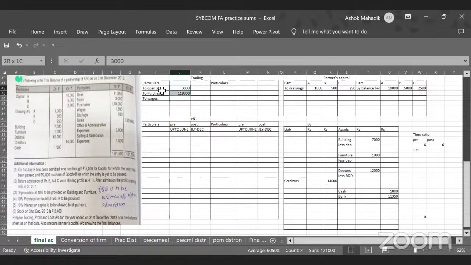I'll write in the outer column only because there is no adjustment. So wages 1,800. Carriage 600. Then sales will be on the credit side. By sales. Amount is 1,30,000.